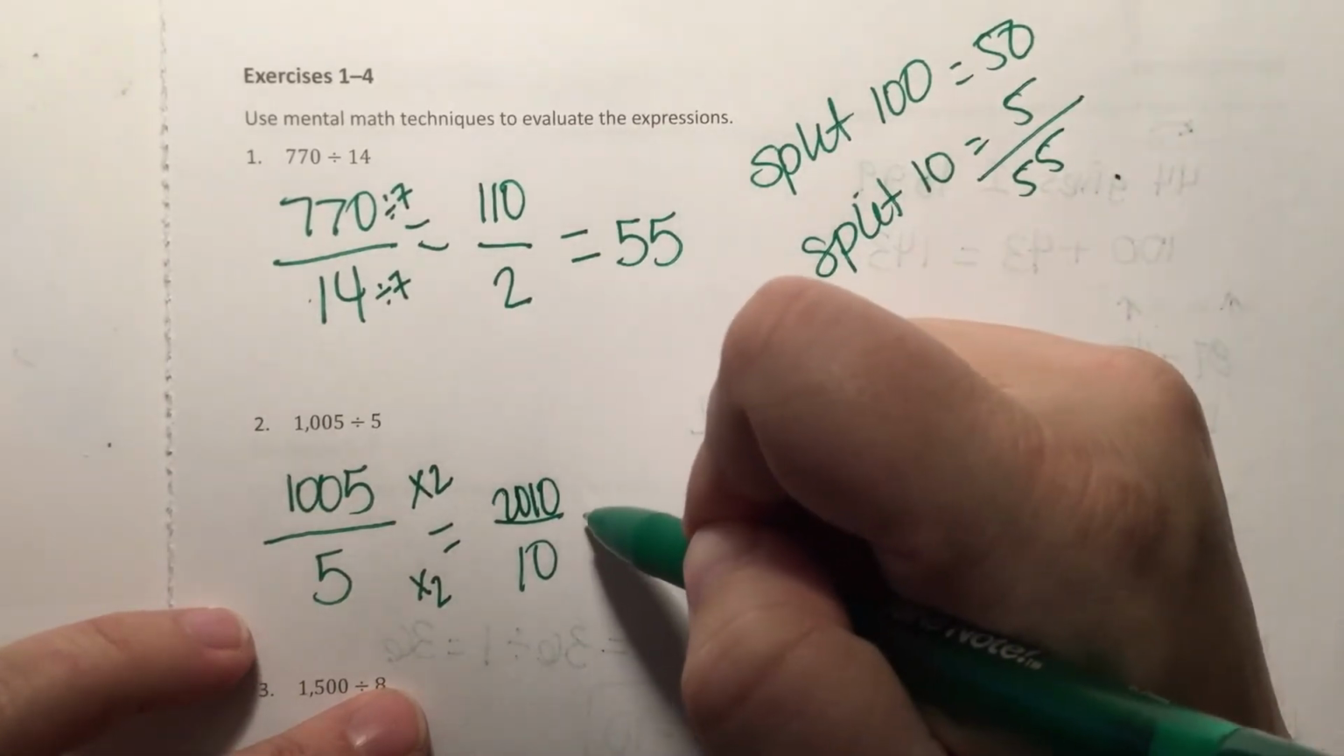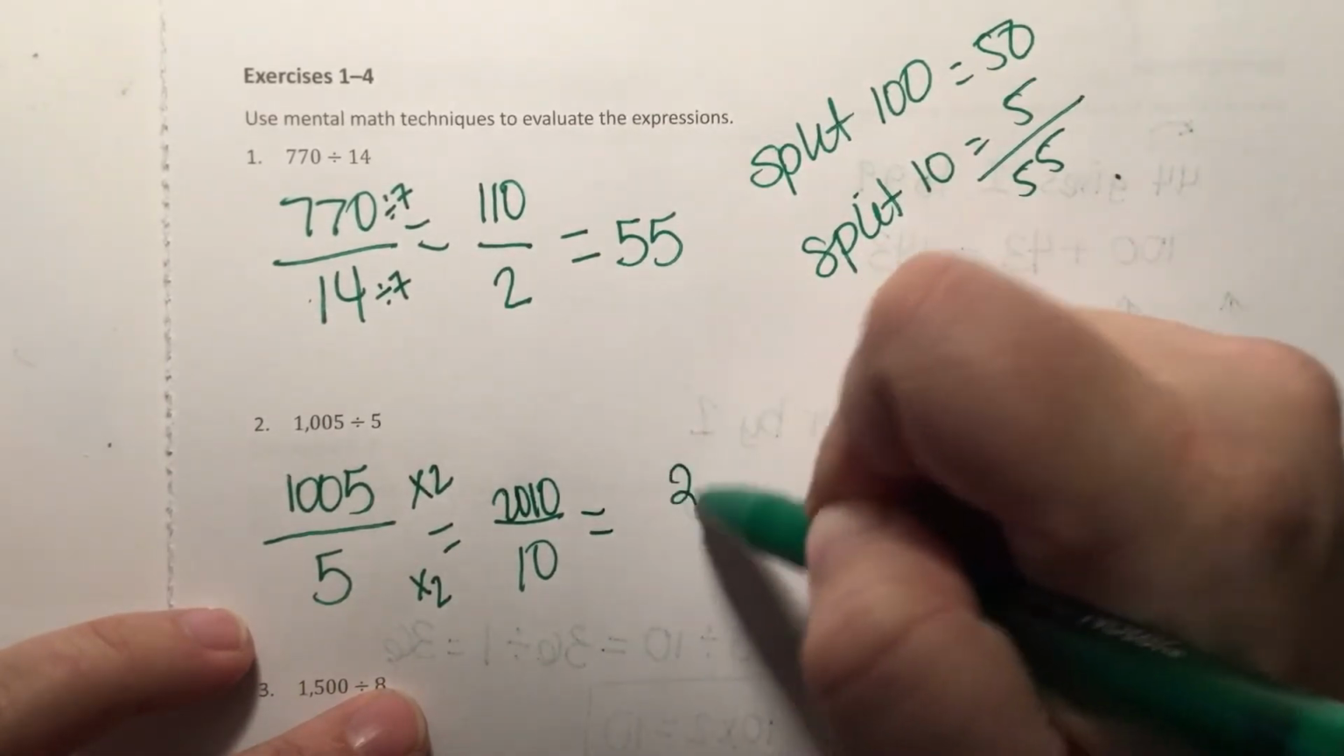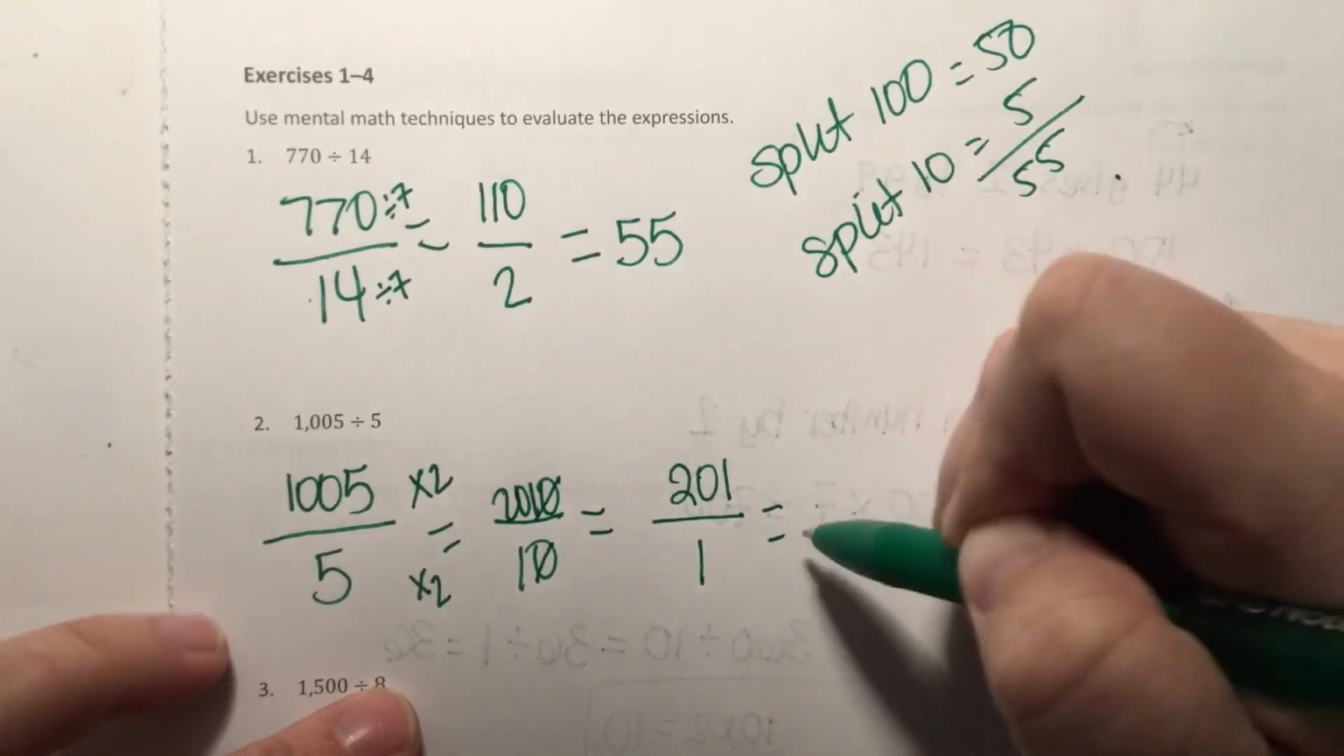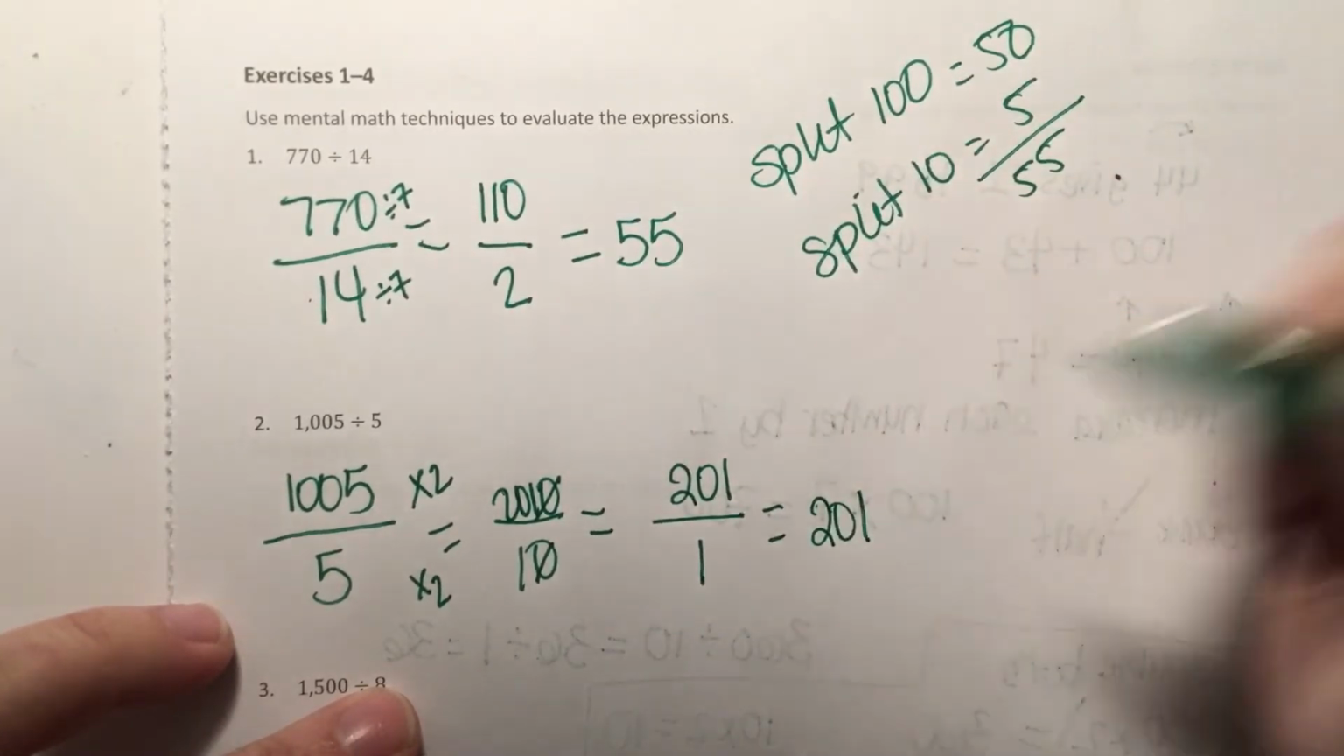Okay. Can we do this? 201, because we just go like this, over 1, which equals 201, right?